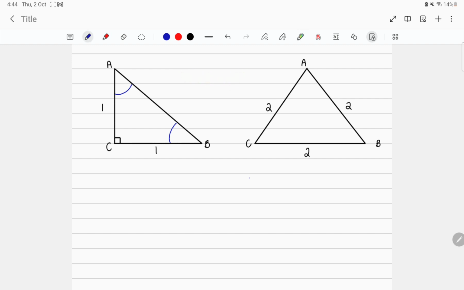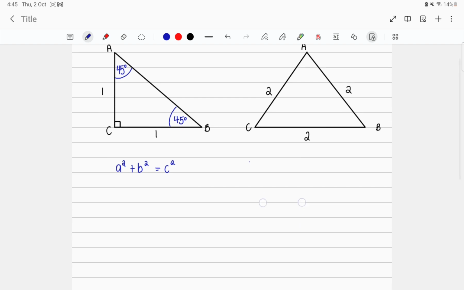So we can go ahead and put in the size of the angles. Angles A and B each measure 45 degrees. Now, using Pythagoras' theorem, we can also work out the length of the third side, which is really our hypotenuse. So remember, the side that is opposite to the right angle is always the hypotenuse. According to Pythagoras' theorem, a squared plus b squared is equal to c squared, where c is the hypotenuse and a and b are the lengths of the two short sides.